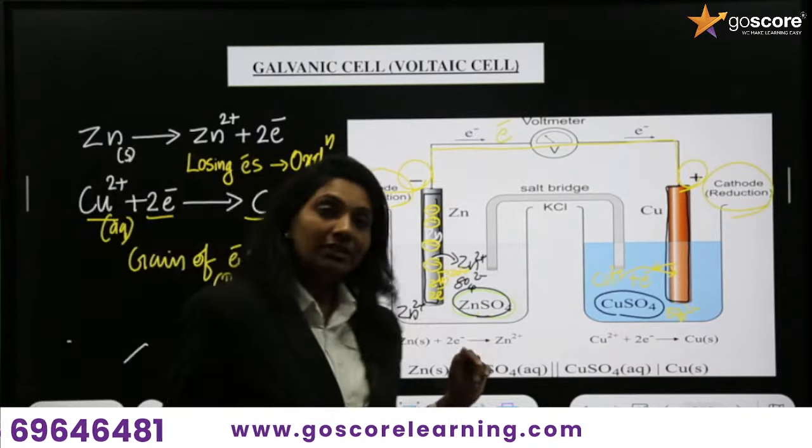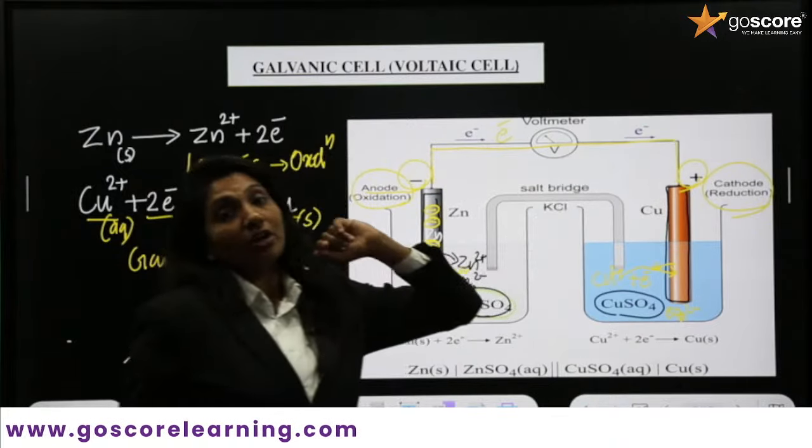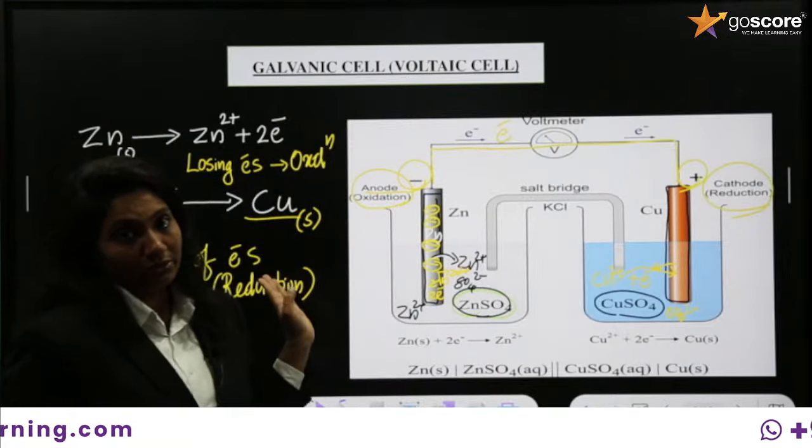And you have learned in physics that if the electron flow is from anode to cathode, what will be the flow of electric current? It will be from cathode to anode, right?